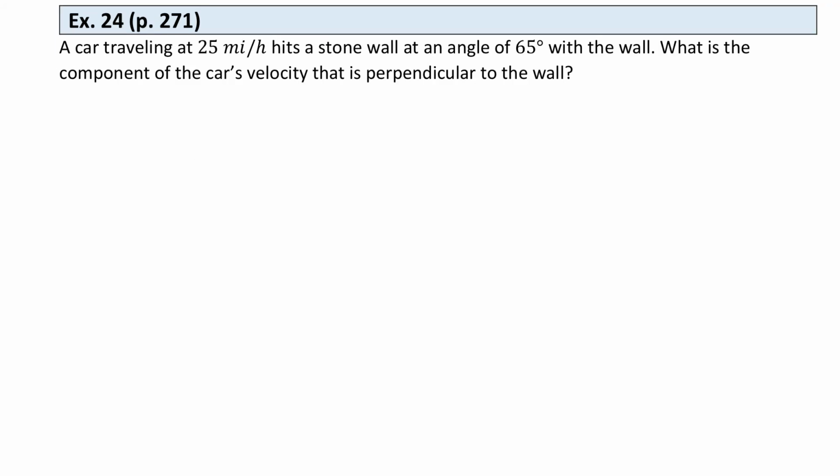Next, we will solve problem 24 on page 271. A car traveling at 25 miles per hour hits a stone wall at an angle of 65 degrees with the wall. What is the component of the car's velocity that is perpendicular to the wall? We will start by drawing the vector that represents the velocity of the car. We will have this vector in standard position, which means that the initial point is at the origin of the rectangular coordinate system.